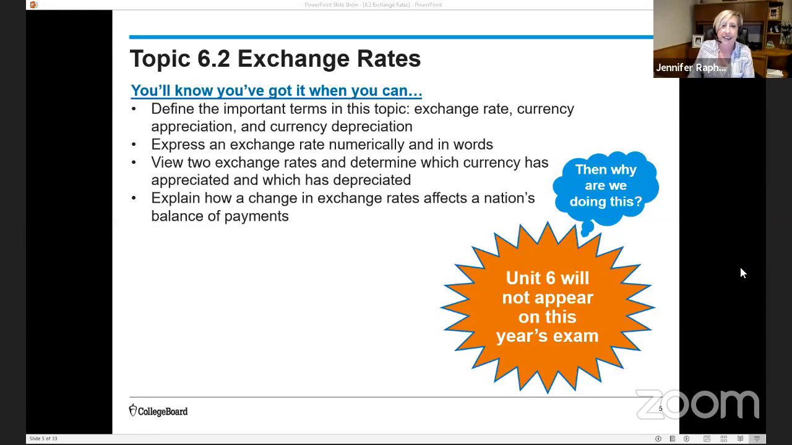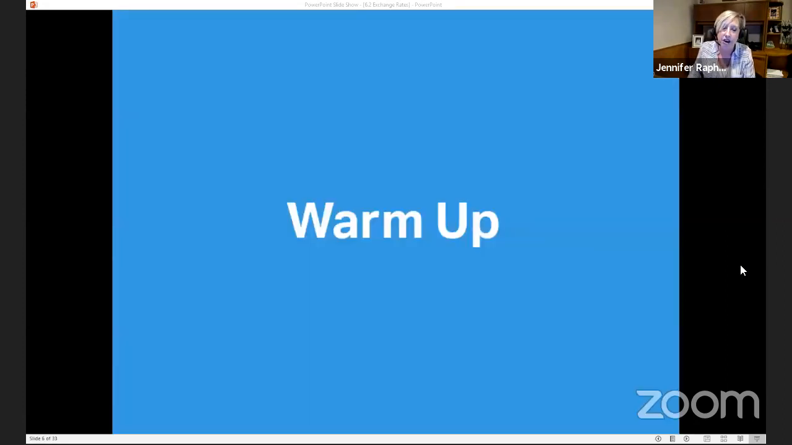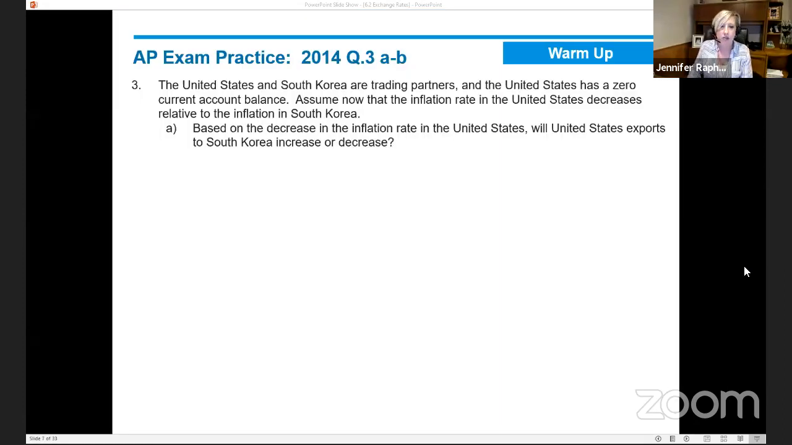With that said, let's go ahead and pick up where you left off on Friday. This was the question that Mr. Romano left you with. It was the 2014 question 3, and we're just going to do parts A and B. In this problem, we're told that the United States and South Korea are trading partners and that the United States has a 0 current account balance.